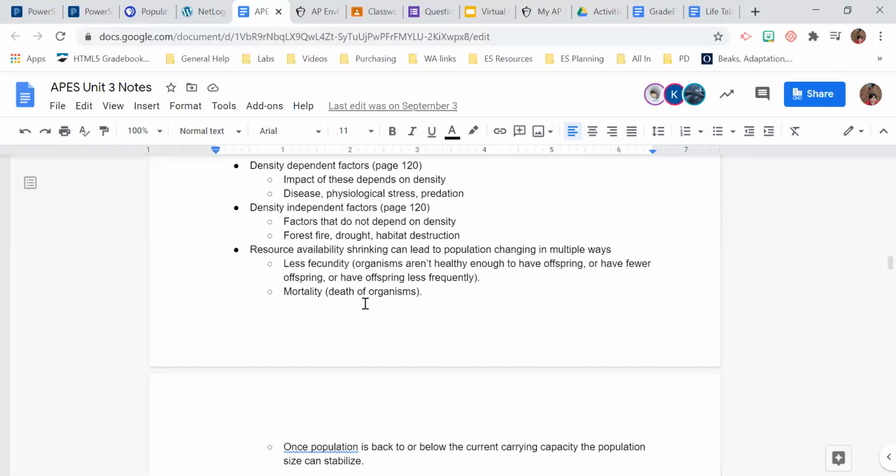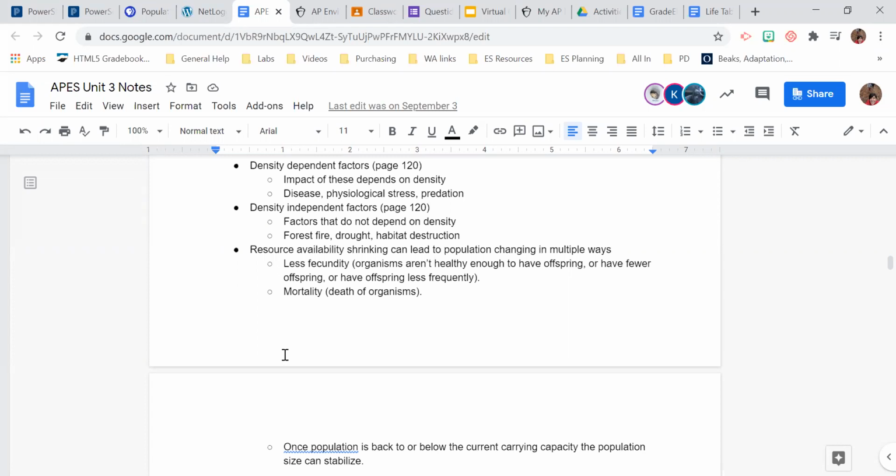A density independent factor would be if the building caught on fire. It doesn't matter how many people I have in the room, we're all going to leave, right? Because the building's on fire. So density independent affects everyone equally, regardless of how many individuals there are. Density dependent affects everyone based on the number of individuals there are.